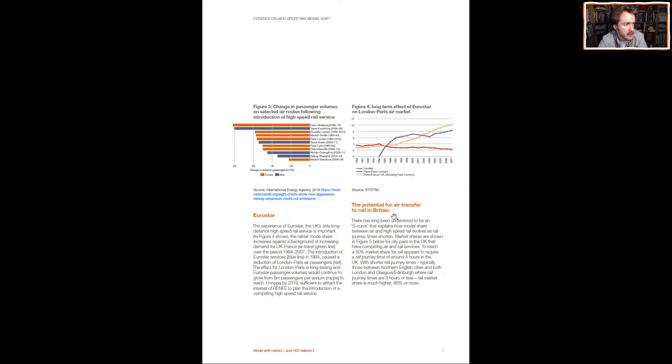So the potential for air transfer to rail in Britain has long been understood. There's Jim Steer's writing, or whoever's written the Greengauge 21 writing. This is a bit whiffly waffly. The sentence structure is a bit, you know, write more clearly. There has long been understood to be an S-curve, or rather, what they should have said is, there is an S-curve that explains how modal share between air and high-speed rail evolves as journey time shortens.